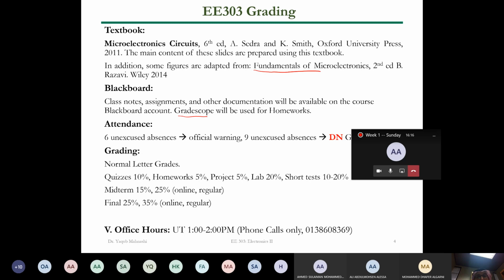If we cannot do the integration with the Blackboard, most likely I will ask you guys to make an account in the GradeScope and upload your homework there. طبعا all of these details will be shared with you later inshallah, before homework 1, submission of homework 1, which is I guess the 3rd week of the semester.